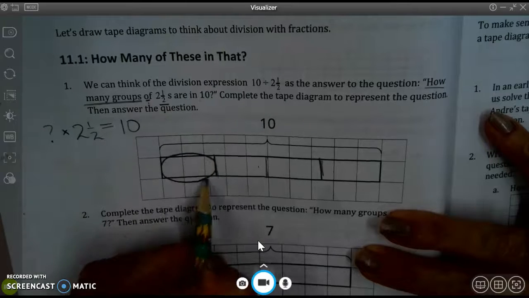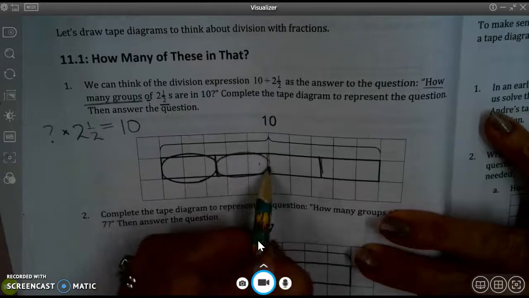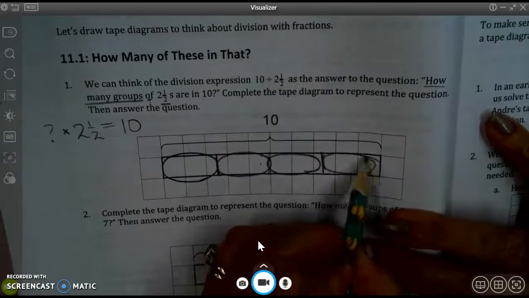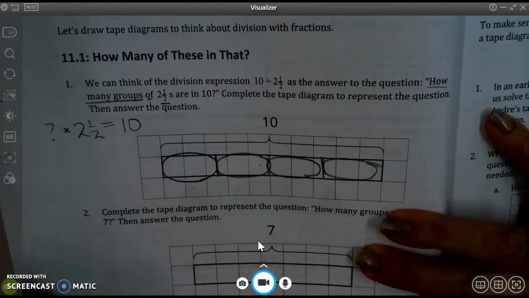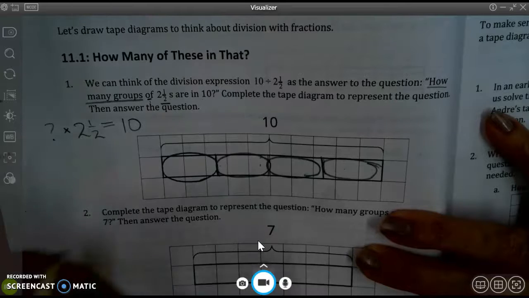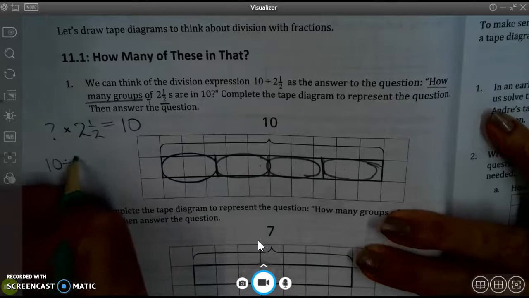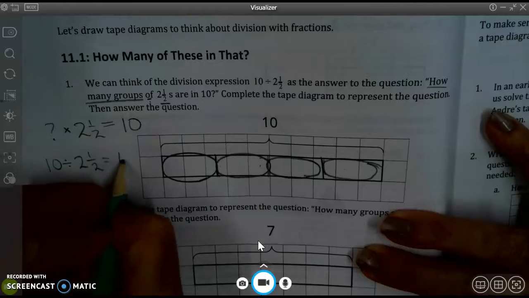There are 1, 2, 3, 4. So 10 divided by 2.5 equals 4.